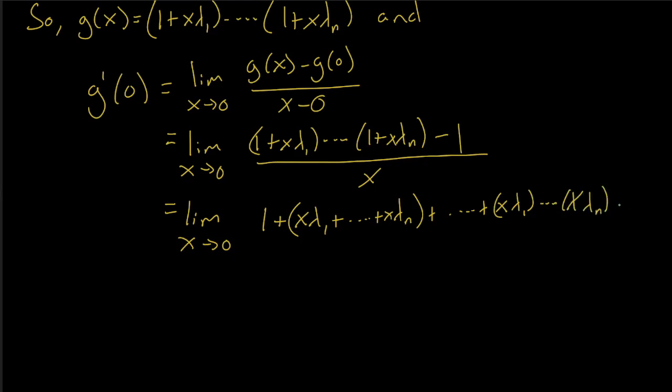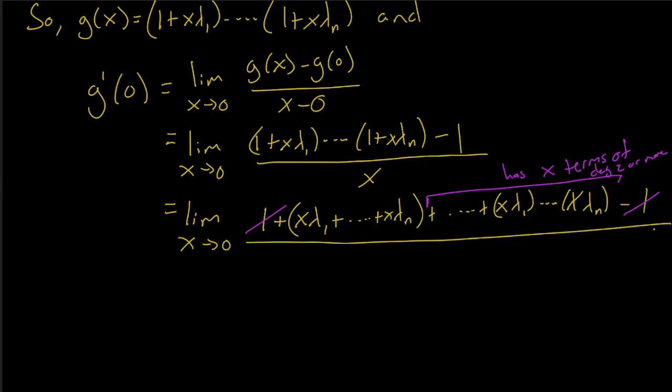And then I have my minus 1 at the very end. Wouldn't you know it, minus 1 cancels a minus 1. All of this stuff has x terms of degree 2 or more, right? Okay, and on the bottom I still have my x.